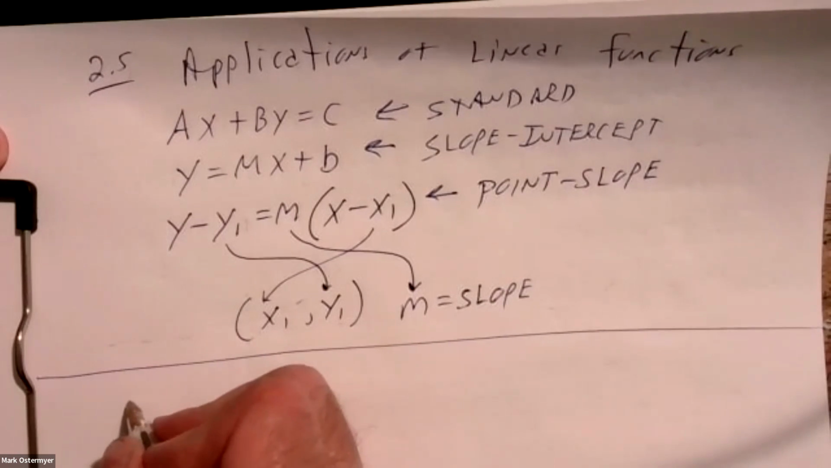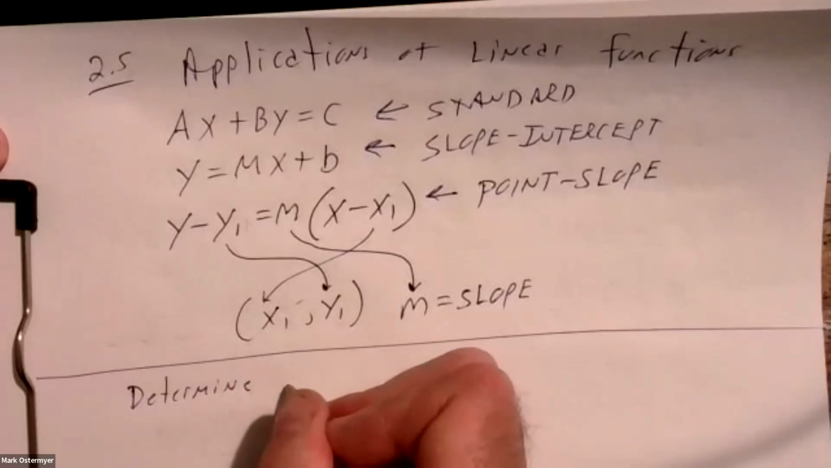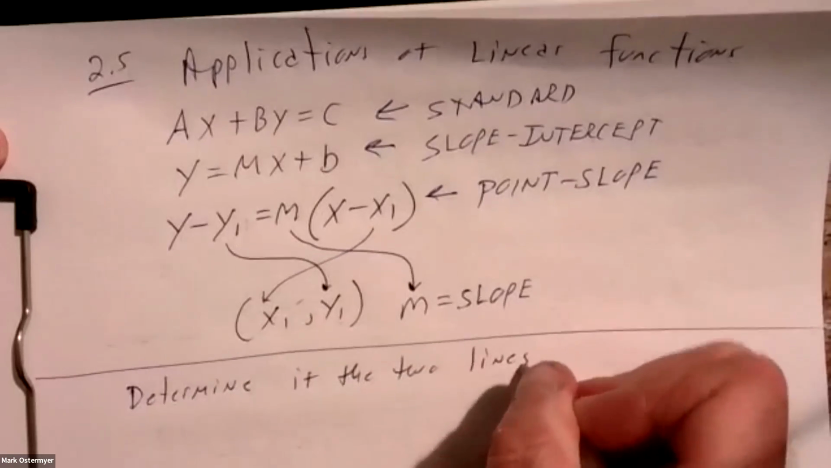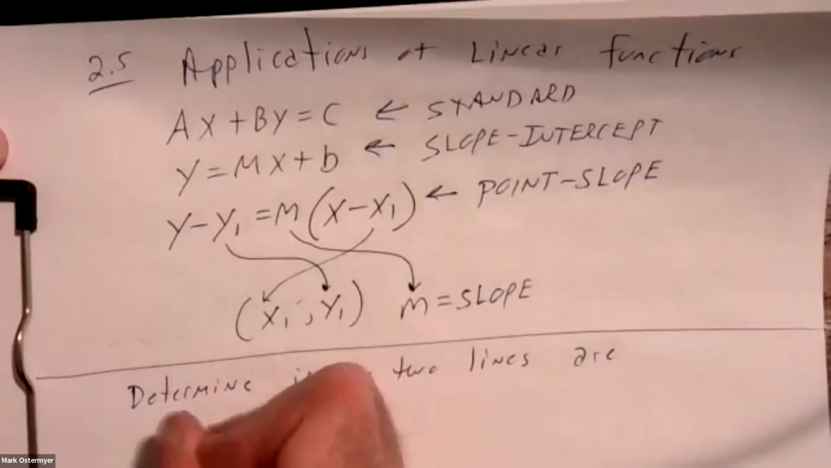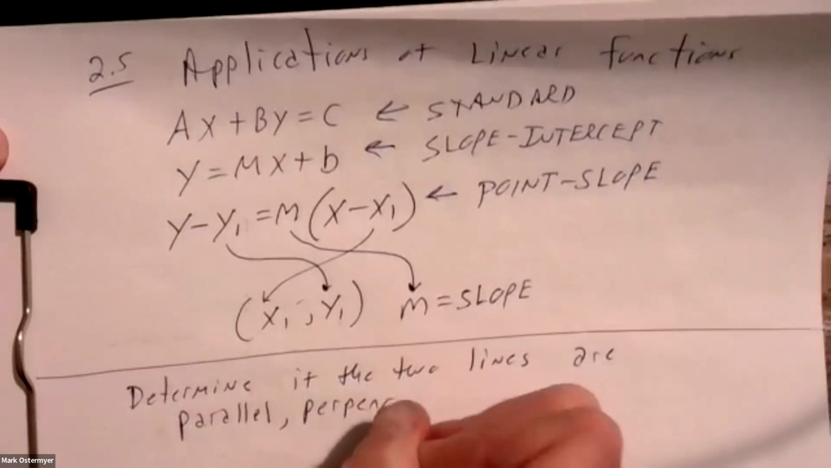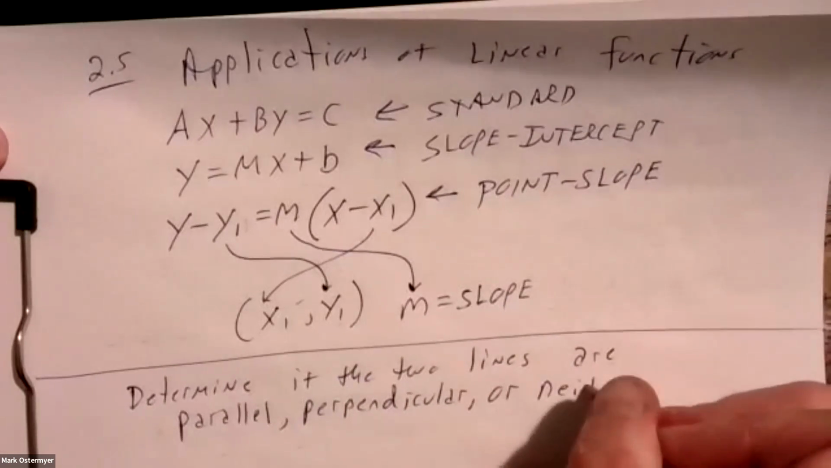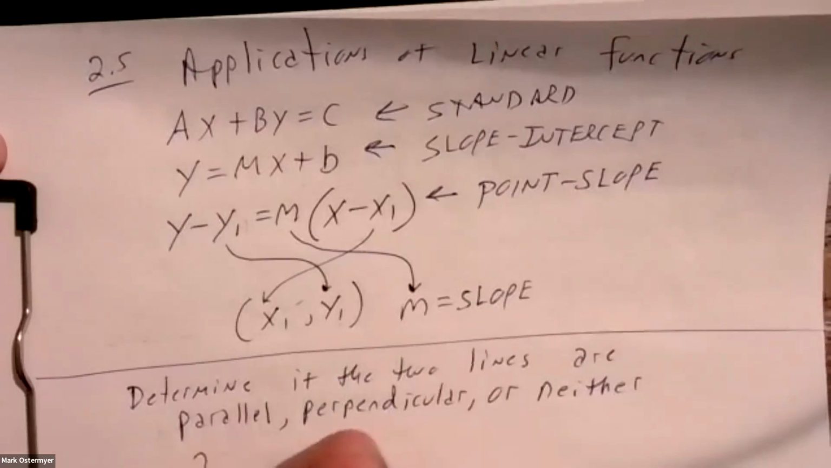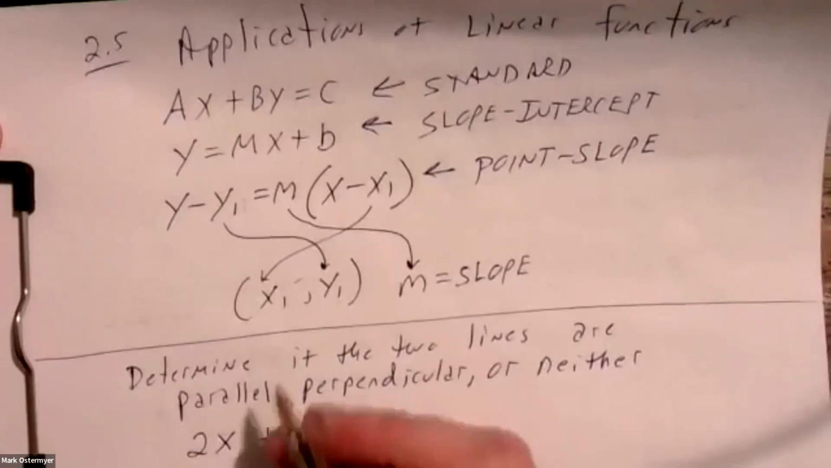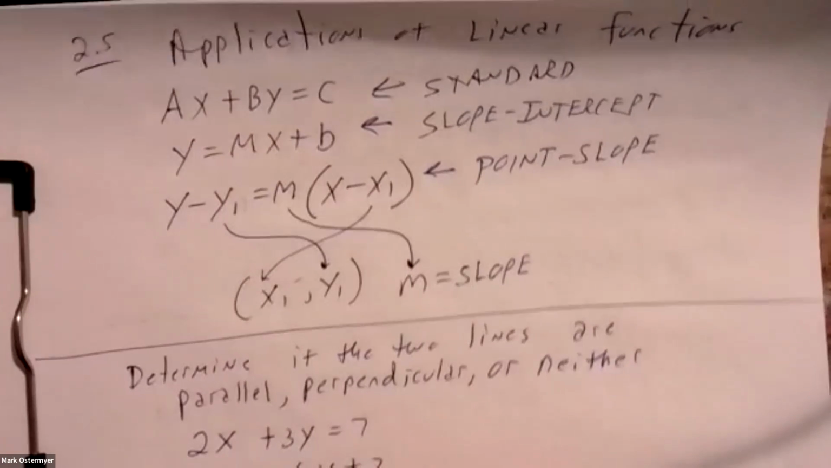All right, here's what we're going to do here. We're going to determine if the 2 lines are parallel, perpendicular, or neither. And here are the 2 linear equations. 2x plus 3y equals 7 versus 4x equals negative 6y plus 2.